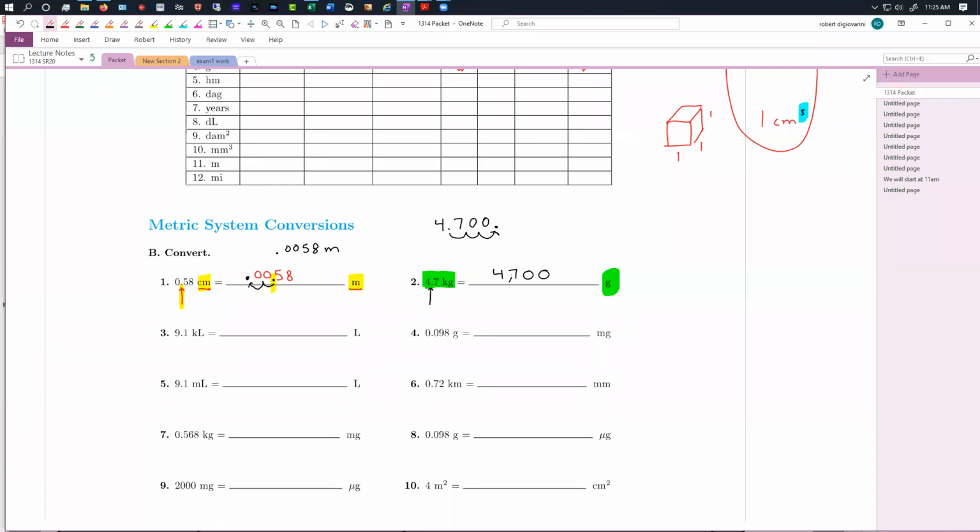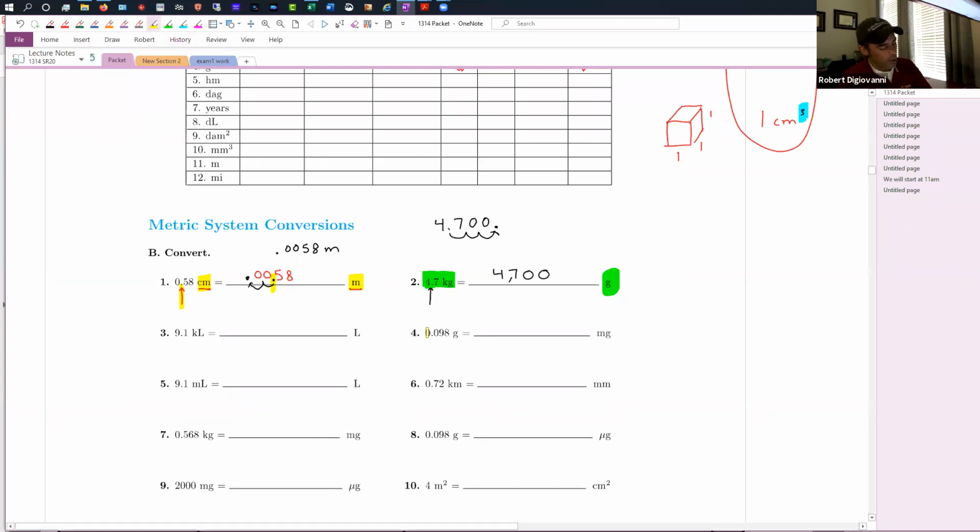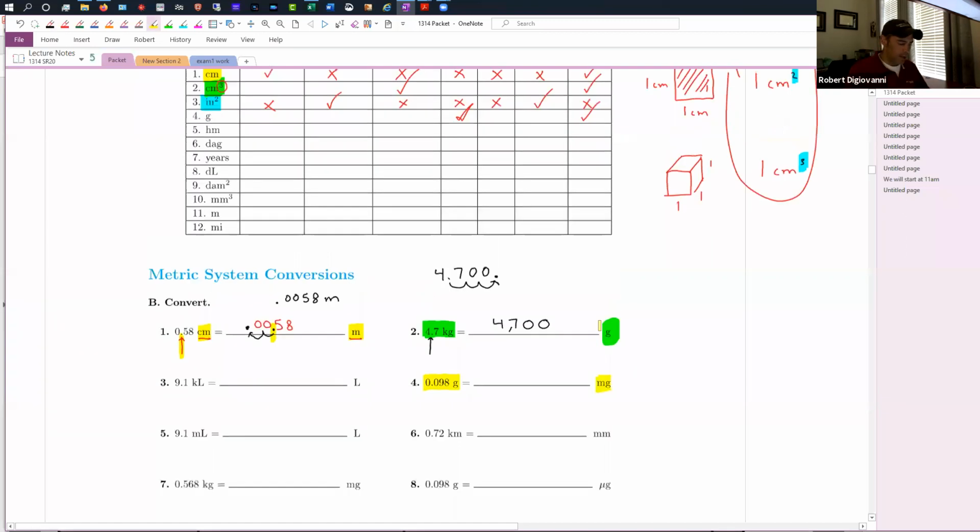Okay. Let's look at number 4. I'm going to skip number 3 because number 3 is the same as number 2. You're going from kiloliters to liters, so it's the same 3 spaces. So I'm going to leave that one alone. But on number 4, we have 0.098 grams, and we want to go to mg. So let's go see where that is on the chart.